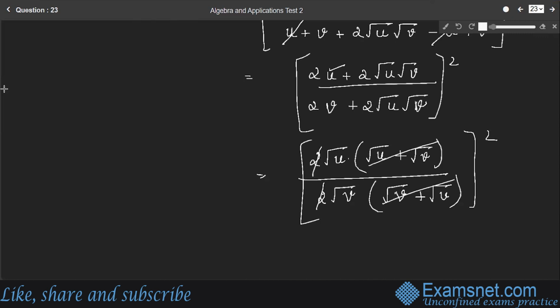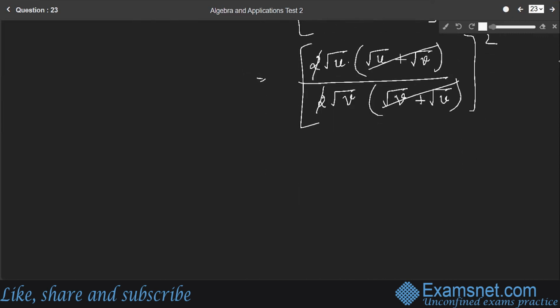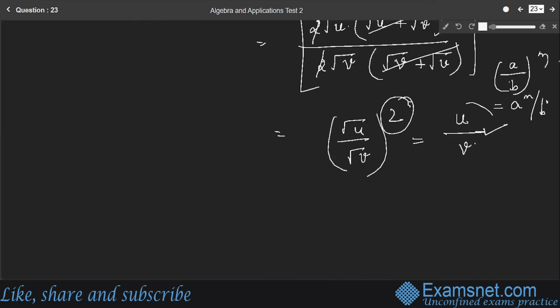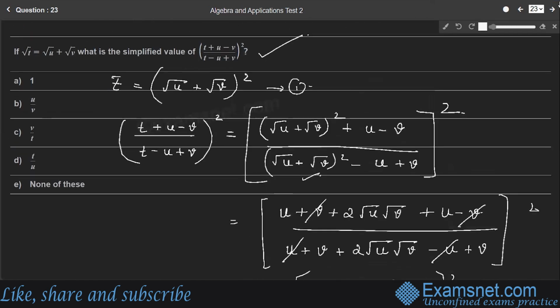Root U plus root V and root U plus root V will get cancelled. So we have root U by root V the whole square. Root U the whole square is U itself, root V the whole square is V itself. Therefore, the answer is U by V. Here we are using the concept of (A by B) whole raised to M is equal to A raised to M by B raised to M. Very simple. Here M is the power, which is 2. Therefore, the answer is U by V. So look at the options. Option B is the right answer.